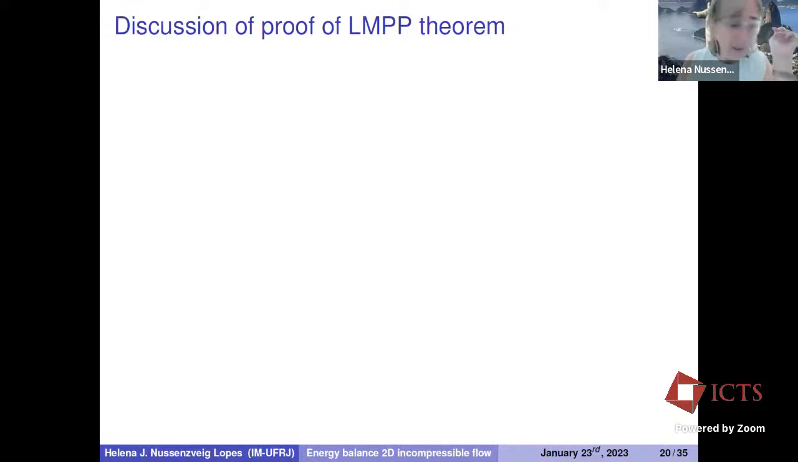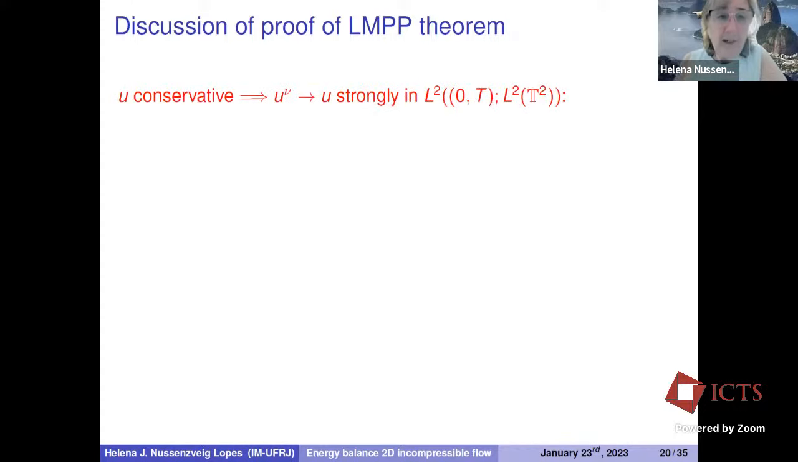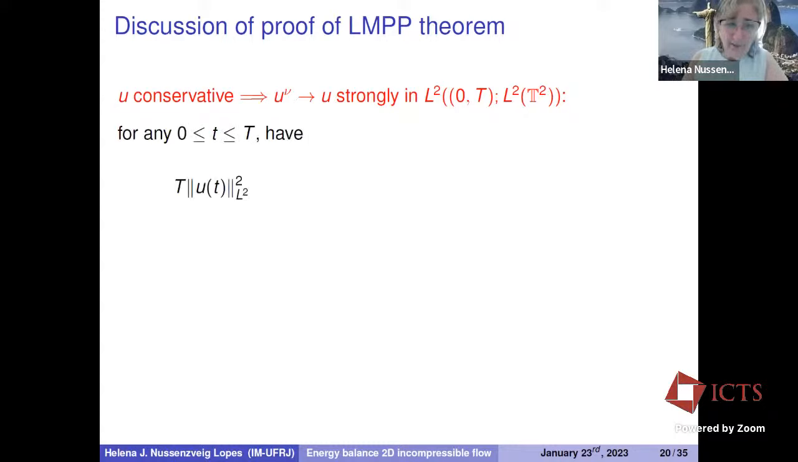Let me give you a brief discussion of the proof of their result. First of all, if you assume that U is a conservative weak solution, which is physically realizable, then any physical realization will converge strongly in L2 in time, L2 in space. For any t, we have t times the L2 norm squared of U at time t is equal to the integral from 0 to t of the L2 norm squared of U(s), because this is constant, because the L2 norm squared of U is constant, because it's assumed to be conservative.